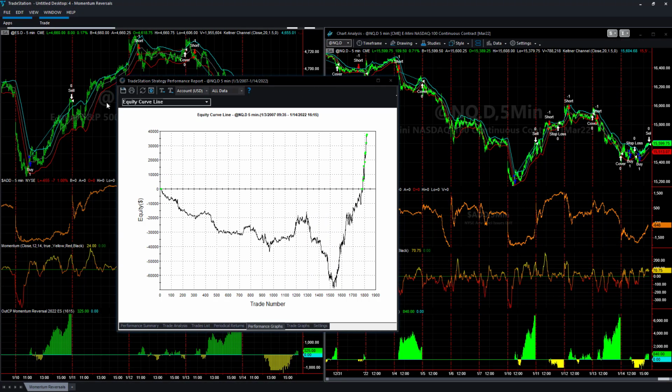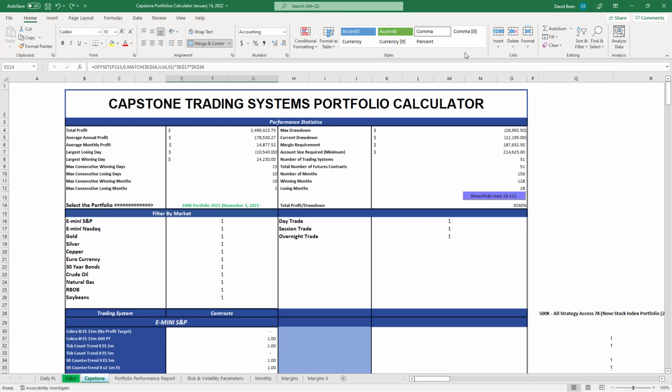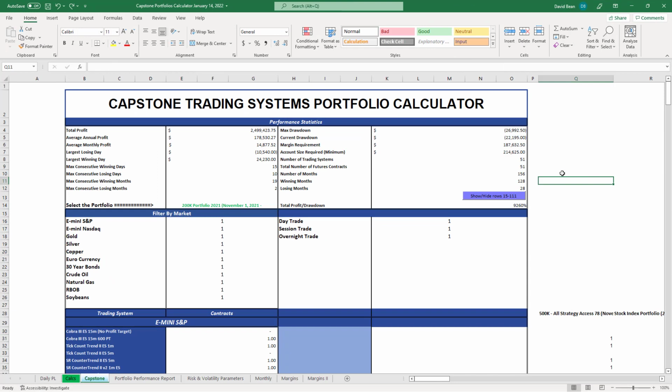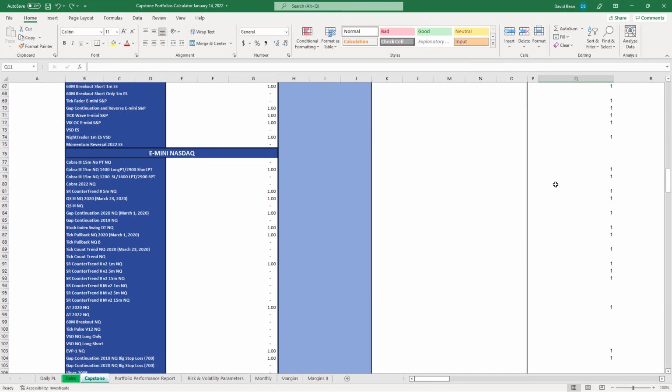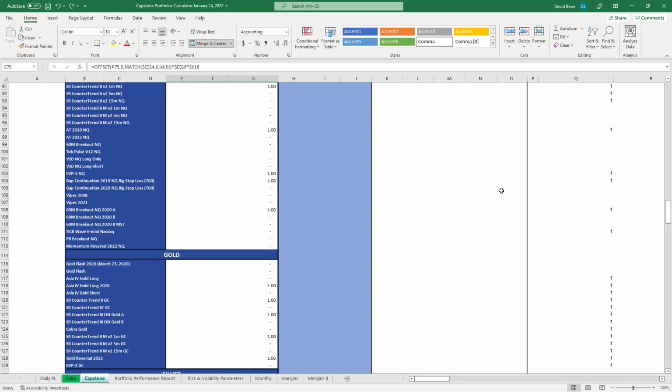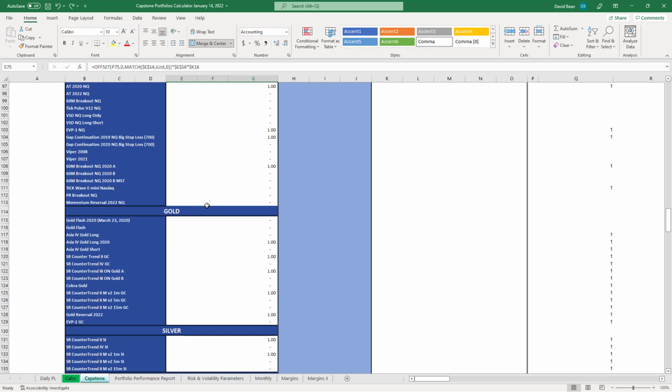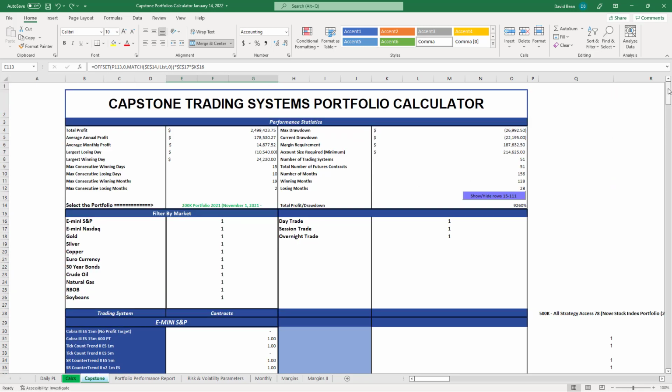I'm going to show you how it looks in the portfolio calculator. And so, for example, here is the portfolio calculator with the updated strategies added, not to a portfolio, but in the portfolio calculator list. Momentum Reversal 2022 ES through Friday, January the 14th, 2022, and Momentum Reversal NQ 2022. And we're going to take a look at that. Once again, it has a weekly stop loss of $2,400. So if you're down 2 trades net, you are done for the week.